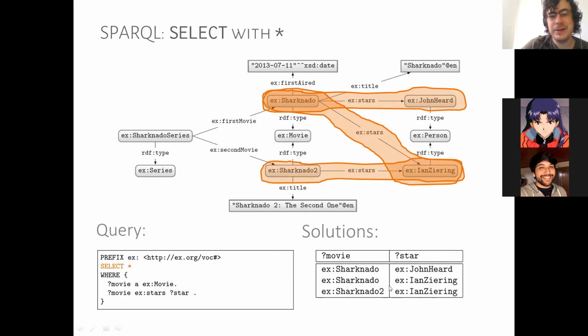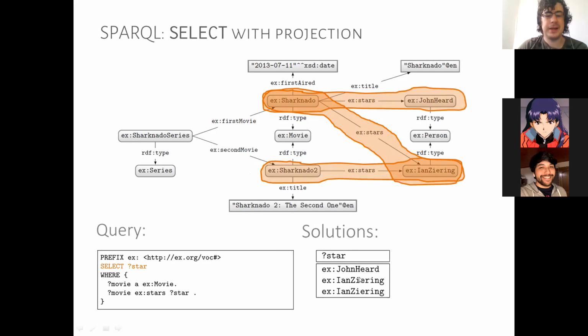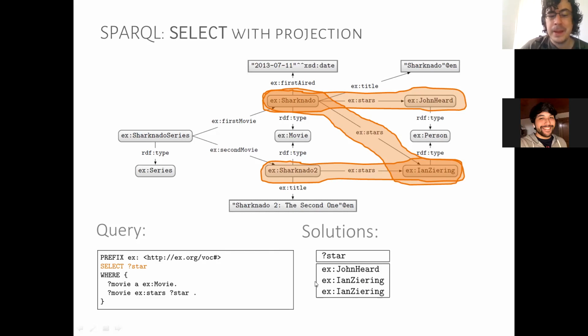What happens if we're only interested in one of the variables or a subset of the variables? In that case, we can select just that variable, and this will return only the solutions for that variable. An interesting thing here is that we have duplicate solutions. So we see inserting appears twice. And this is because by default, SPARQL will apply bag semantics. So it means that we can return duplicates, much like in SQL.